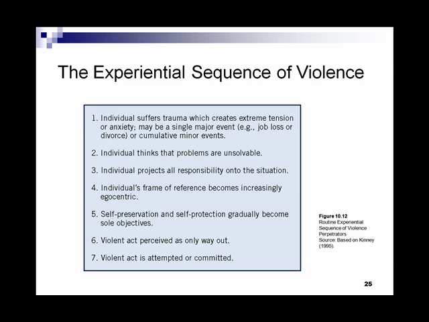The individual suffers some sort of trauma, and they basically believe that they have a problem. Either they've lost their job or maybe they've experienced divorce, and they start thinking to themselves that these problems are unsolvable, and they project all of their situation onto the organization or the people in the organization, and they become increasingly egocentric and say things like, "How could they do this to me? Don't they know how important I am?" They begin to feel as if they don't do something, then something's going to happen worse to them. So the violent act is seen as the only way out, and then finally, unfortunately, the violent act is committed.